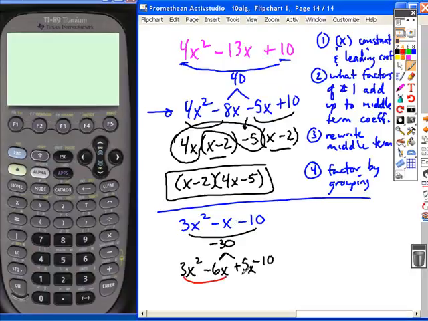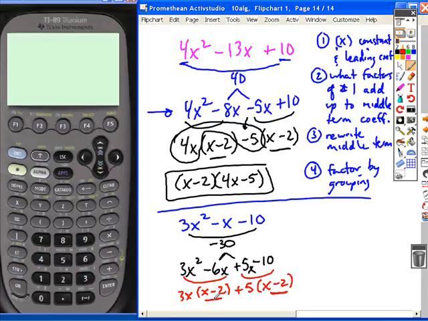you can then factor by grouping here. What common factor can you remove from this first pair of terms? A 3 and an x. And that leaves what in the remaining terms? x minus 2. What common factor can we remove from the second pair? Once again, a 5. And that leaves x minus 2.